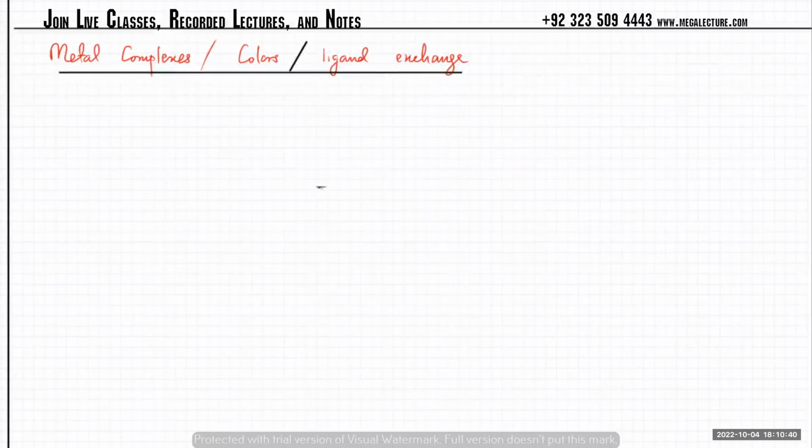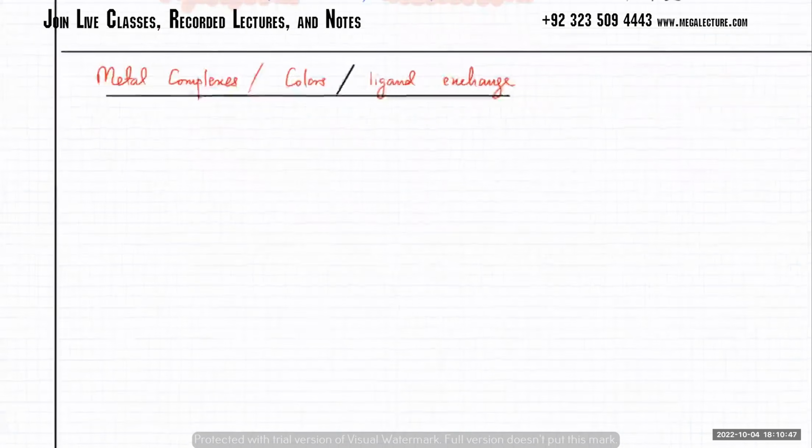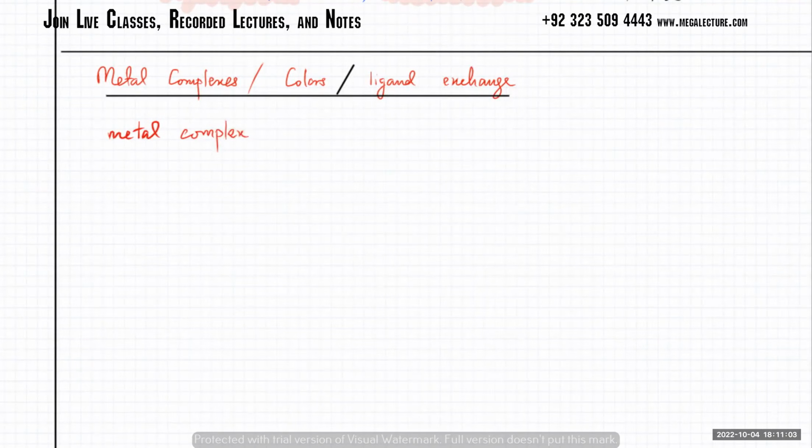Now, the first thing is I need to define what a metal complex is. Okay, that's the very first, most basic thing. So what really is a metal complex? Now that's point number one.